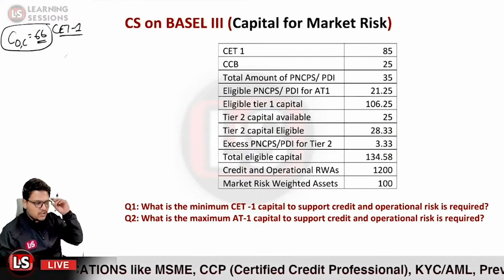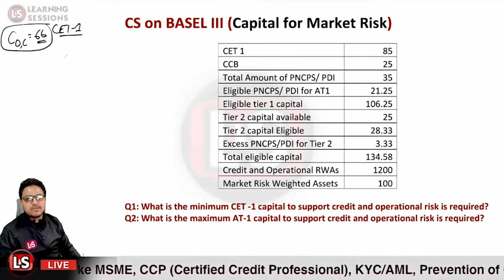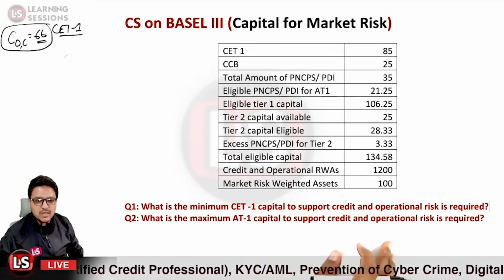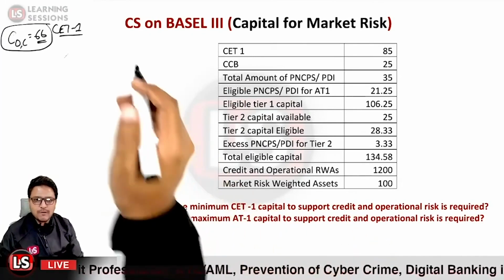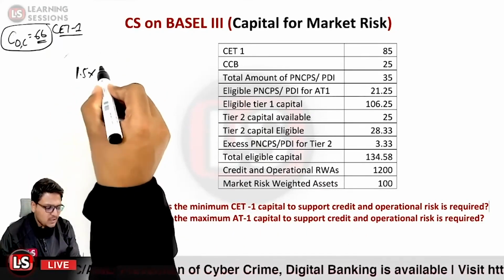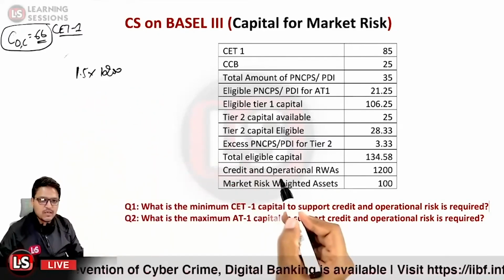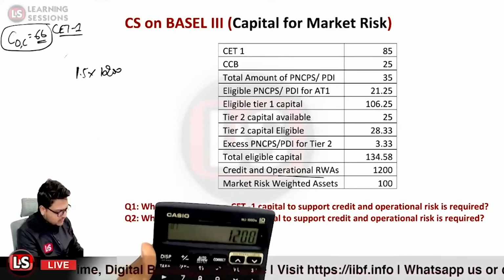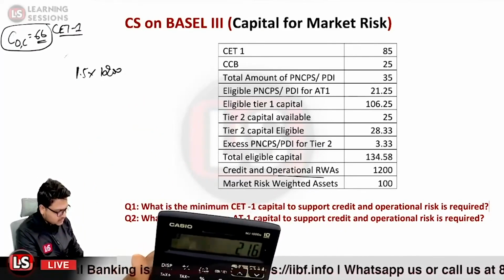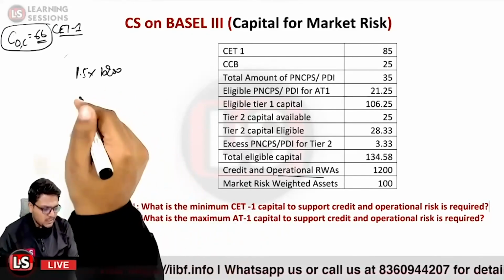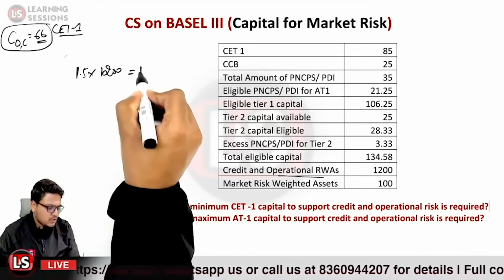So what is the percentage of additional tier 1? It is 1.5%. And again, we need to calculate the capital for the credit and operational risk. So it would be 1.5% of the risk-weighted assets again. So what are the risk-weighted assets? These are again 1200, clearly given over here in the question itself. Okay, so 1.5% of the 1200, so it is 1200 into 1.5%, and it comes out to be 18.